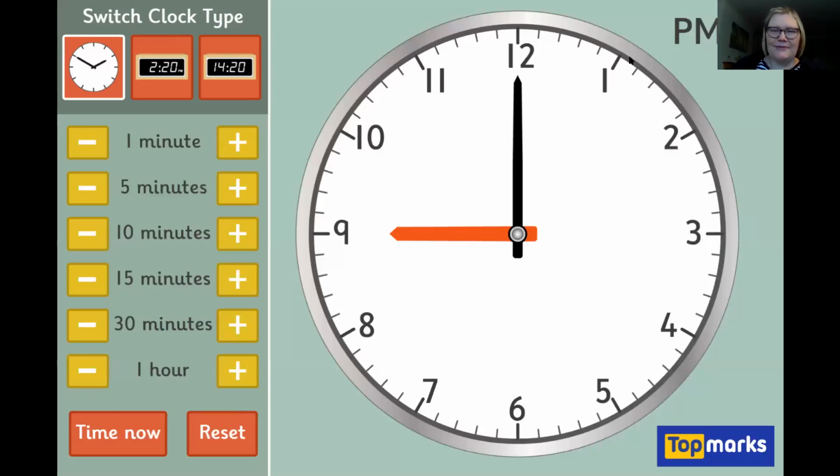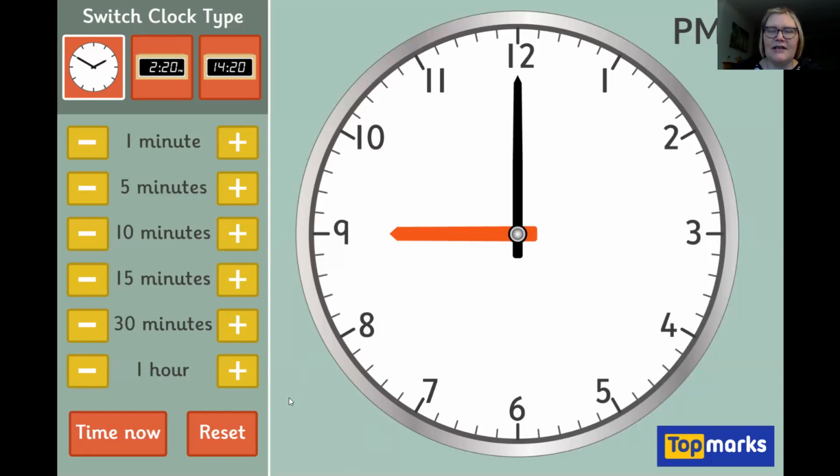Morning, everybody. We're going to be learning about time today, and that's why we've got a clock on the screen. So we're going to start with the o'clock time. You can see on the clock that there's two hands. One of them is red and one is black. I want you to think about what the differences between the two hands of the clock are.